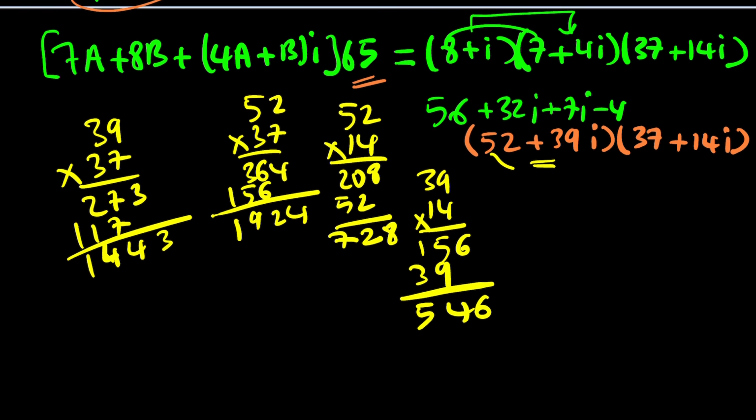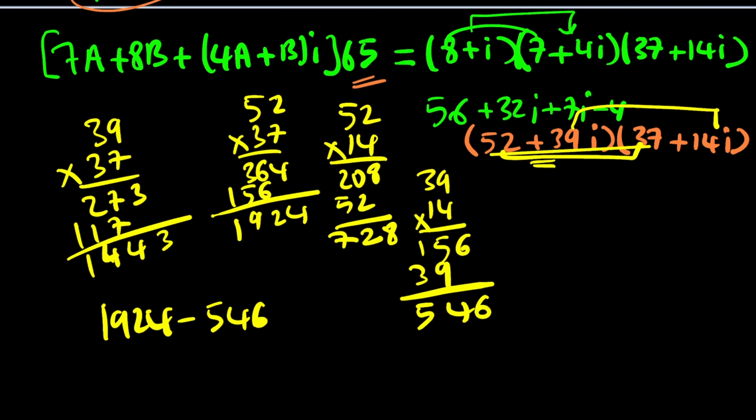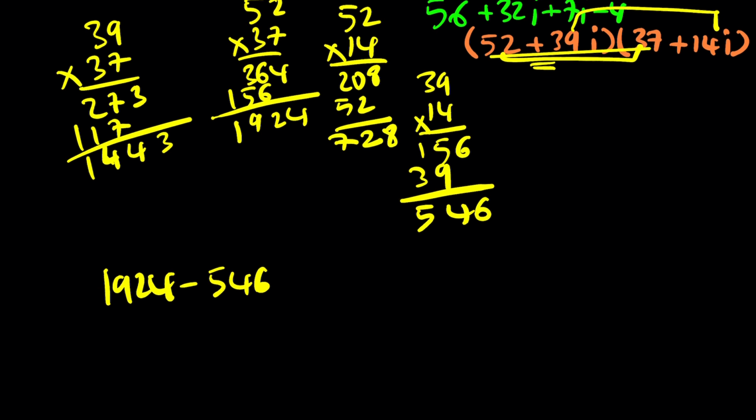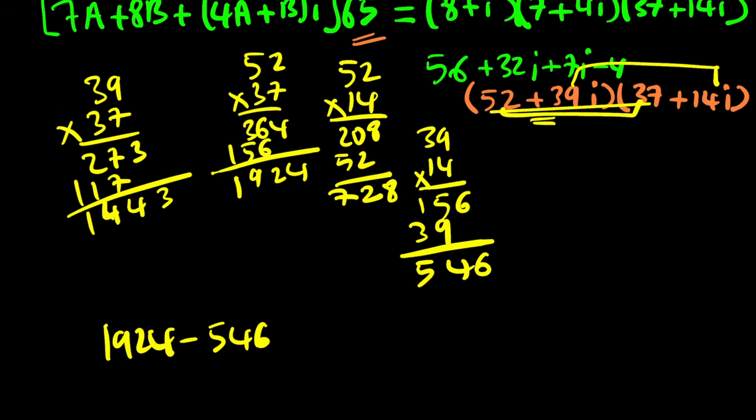This is 1924. Oh, come on, Notability. And then I have this. That's going to be subtracted, minus 546, because i squared is negative 1, right? Let's move this over here like this. All right. And then I do need, let's see, 52 times 14 plus 39 times 37. So I need this plus this.